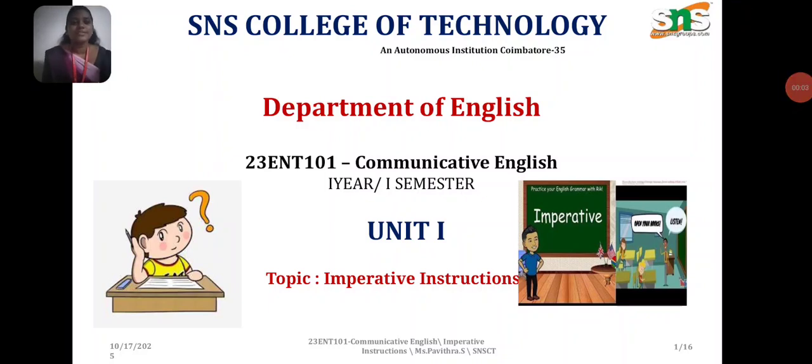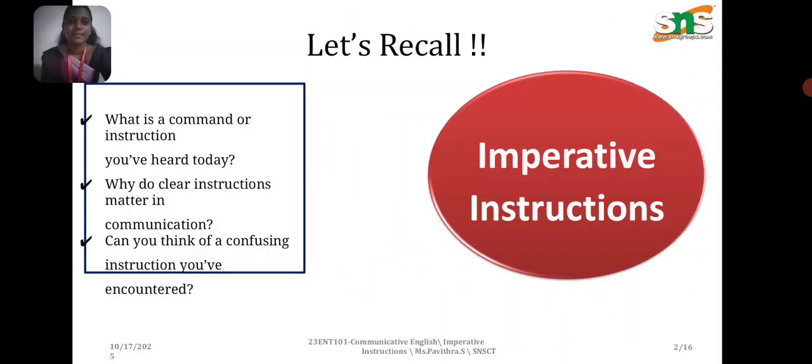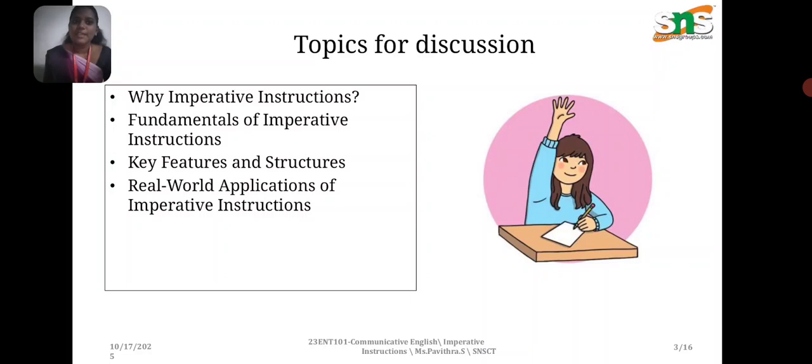Today we are going to discuss a topic called imperative instructions. So let's get into the video. The elements we're going to talk about today are: why imperative instructions matter, fundamentals of imperative instructions, key features and structures, and real world applications of imperative instructions.